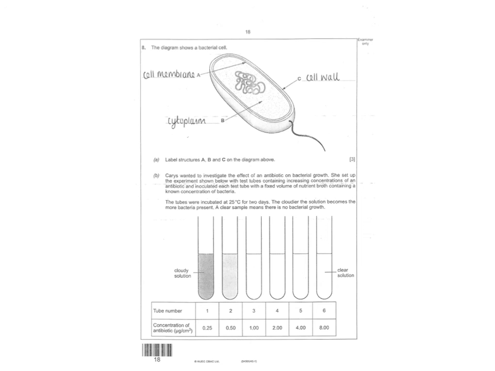Karas wanted to investigate the effect of antibiotic on bacterial growth. She set up the experiment shown below with the test tubes containing increasing concentrations of an antibiotic and inoculated each test tube with a fixed volume of nutrient broth containing a known concentration of bacteria. The tubes were incubated at 25 degrees for 2 days. The cloudier the solution becomes, the more bacteria present. A clear sample means there is no bacterial growth. So we've got the tube number 1, 2, 3, 4, 5, 6 and the concentration of antibiotic.